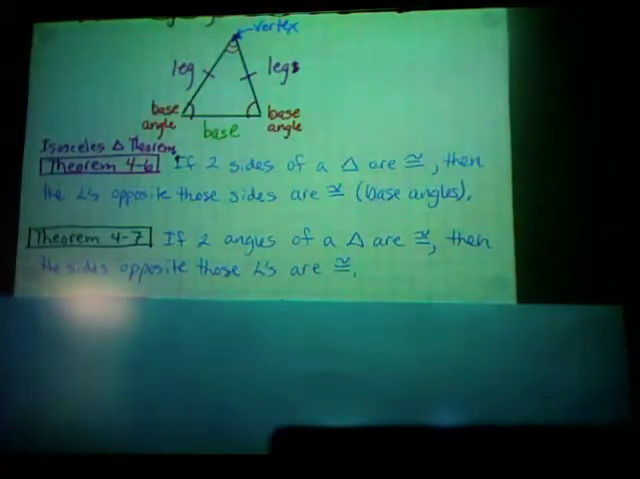So this is the converse of that theorem. If two angles of a triangle are congruent, then the sides opposite those angles are congruent. So those two say exactly the same thing, but your givens are different.